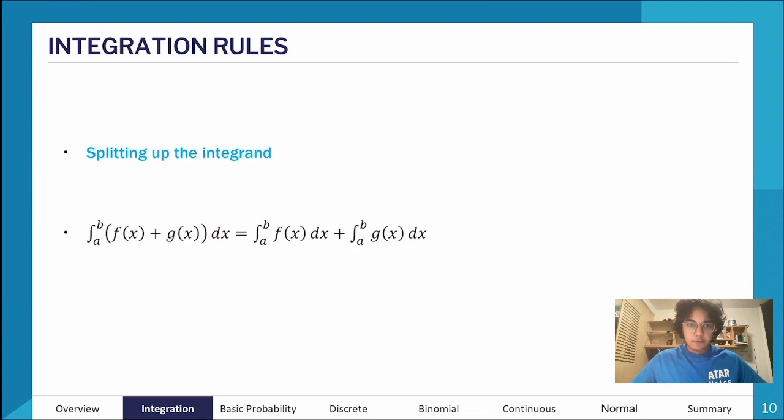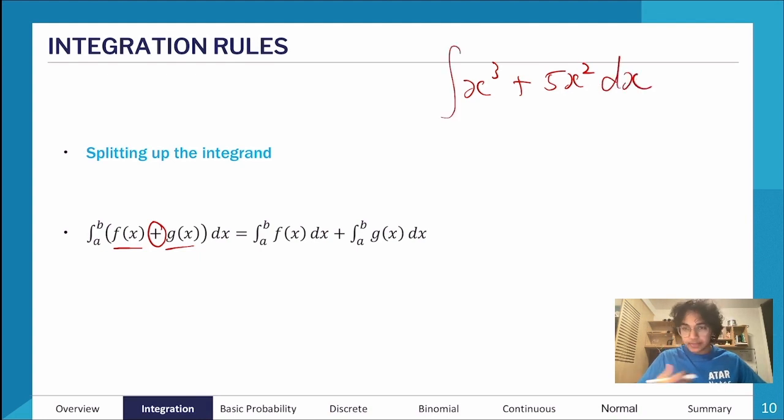Another thing we can do is that if we have two functions that are being added, it's really important that they're being added. If they're being multiplied, you can't do this. If they're being added, you can just split them up into two different integrals like so. So sometimes, if you see a function like this and you get pretty confused and you don't know how to integrate it all in one go, that's all good. Or maybe you're just double checking your answer. It's perfectly fine to just split it up into two integrals like this.